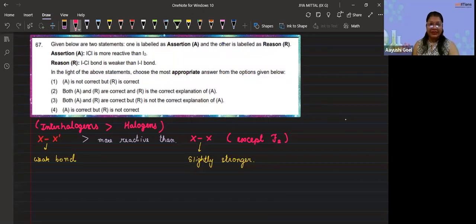So in this case, the first statement is true, while the second statement is also true and is absolutely the correct reason for the first one. So what will be the answer? The answer will be option B: A and R are correct statements and R is the correct explanation for A.